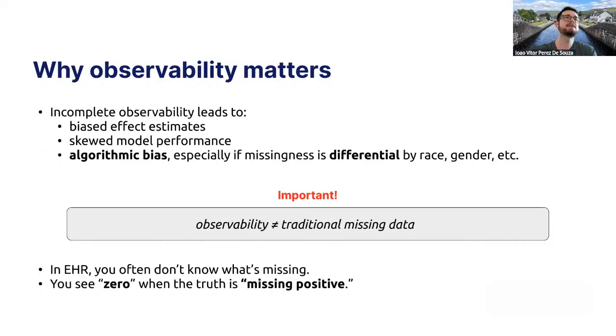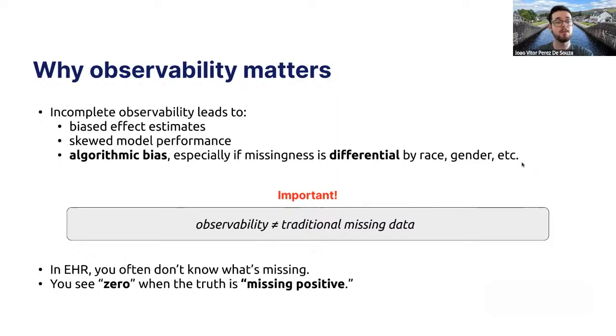And again, this is really important. Observability matters because incomplete observability leads to biased effect estimates, skewed model performance, and oftentimes algorithmic bias, especially if missing is differential by race, gender, etc.